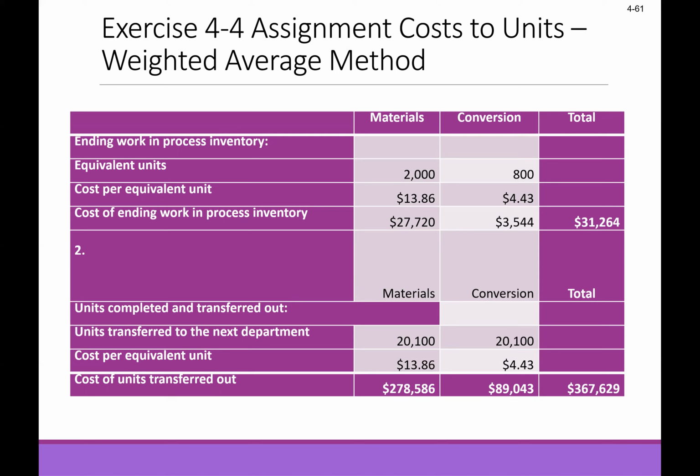So in ending work in process, there's 31,264 sitting. The costs that were transferred out to the next department is 367,629.